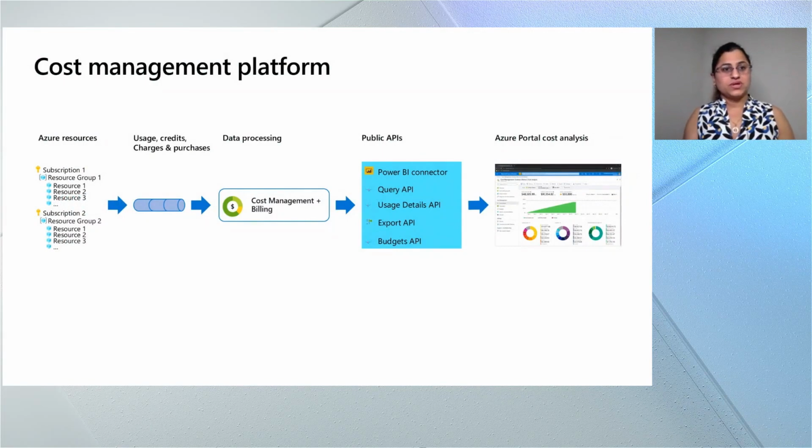Today, me and Hari, we are going to talk about some key interesting Azure cost management APIs. Let me walk you through the cost management platform. Some of you might already be familiar with Azure resources like subscriptions, resource groups, resources. All this data, along with usages, credits, charges, and purchases, is accumulated from different pipes, merged, and then transformed into customer consumable format. This data is then served via public APIs and also to the portal.